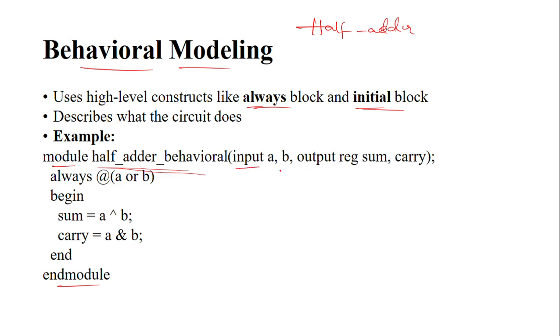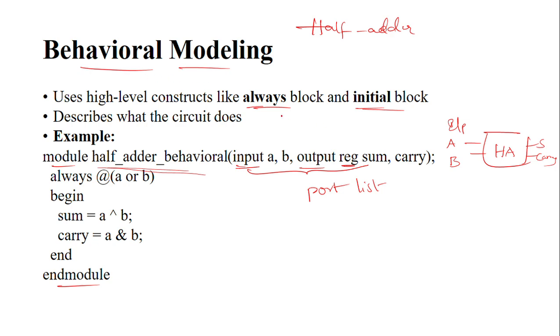This is the port list, and in this port list we give the inputs and outputs. First of all, what is a half adder? A half adder consists of 2 inputs, A and B, whereas sum and carry are the outputs. So A and B are the inputs here, and the outputs are sum and carry. Why we use this, let's look into that.